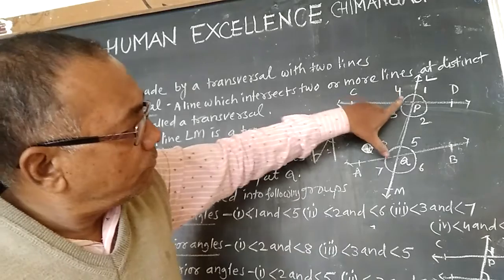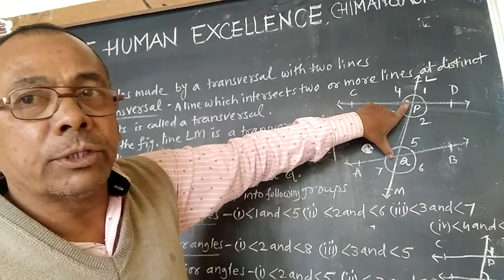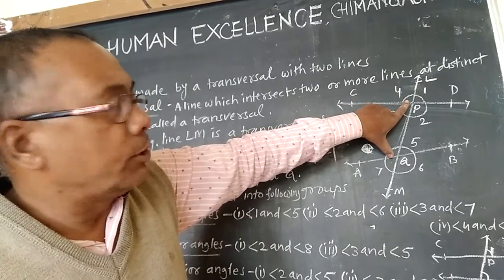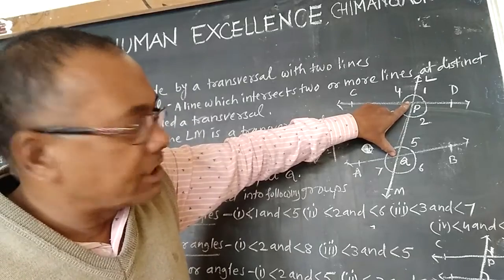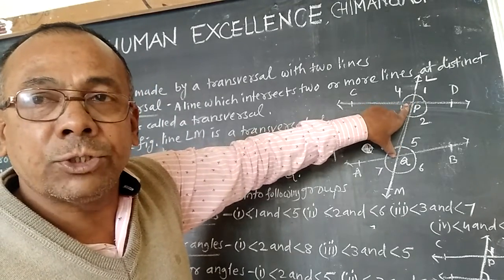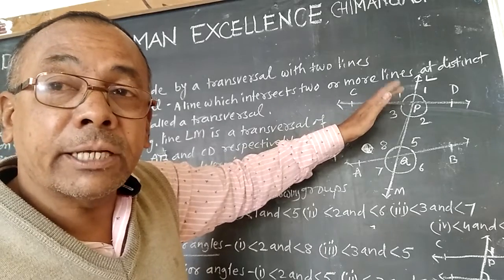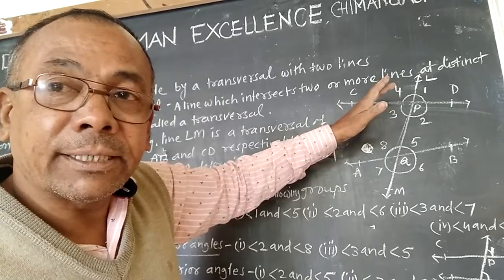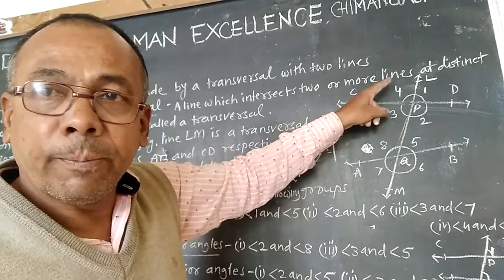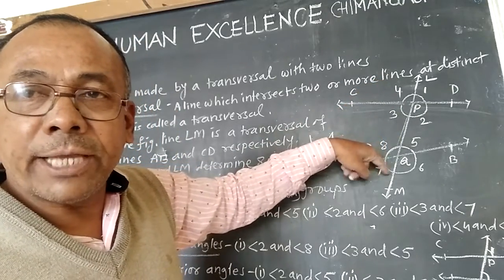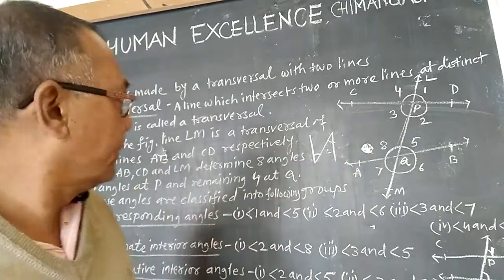Now there is one segment formed due to the transversal between the two lines. The segment is PQ, and this segment PQ is known as intercept, not intersect, intercept. The segment PQ is known as intercept.